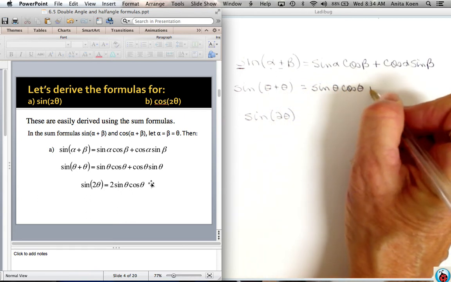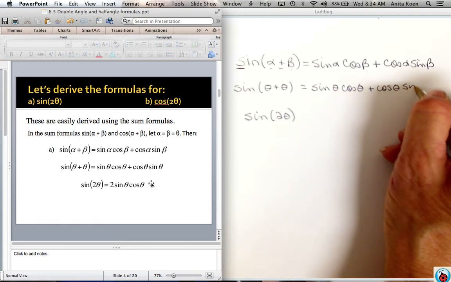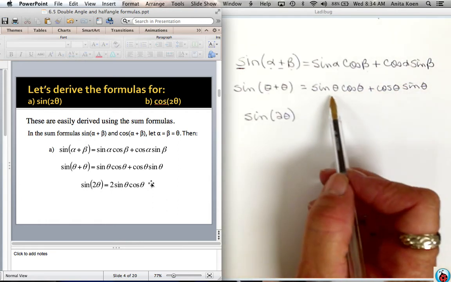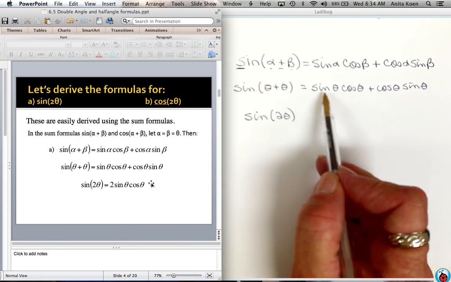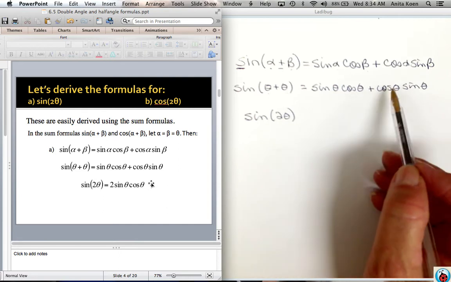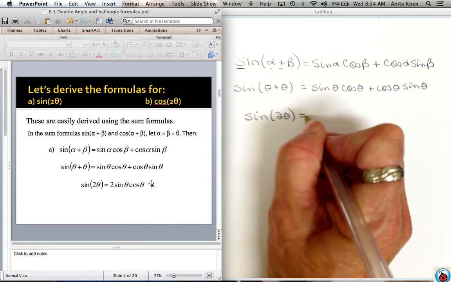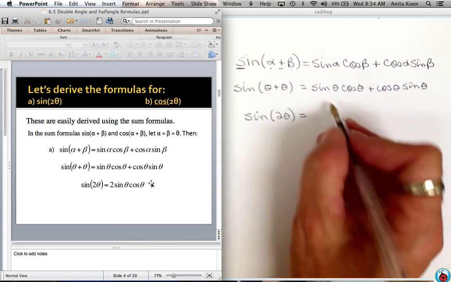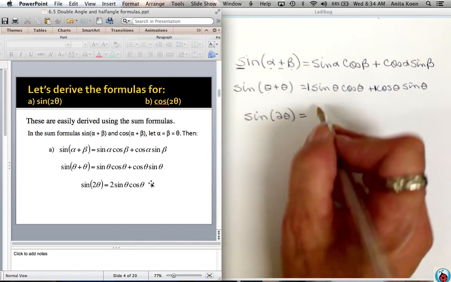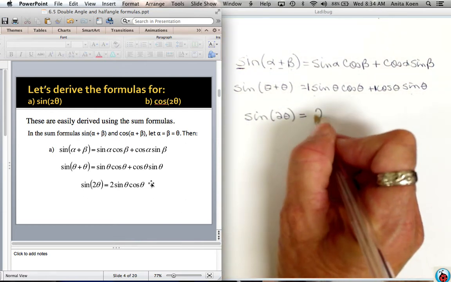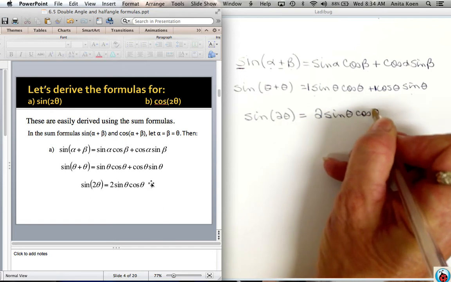So what we're doing is deriving the formula, sine of theta. Hopefully you know from the commutative property of multiplication that the sine of theta times the cosine of theta is the same as the cosine of theta times the sine of theta. So that's going to give me an understood 1 in the front, an understood 1 in the front. So when I add these two together, that's 2 sine of theta, cosine of theta.